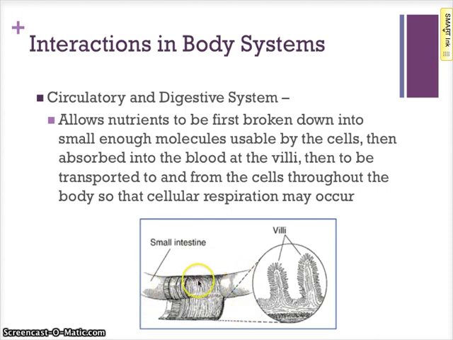The small intestine is just a tube, and inside are these ridges. If we zoom in on those ridges, they're called villi. They almost look like little fingers inside of the tube, and they actually assist in absorbing even more nutrients because they increase the surface area. So the nutrients get absorbed into the bloodstream, and then again, the blood delivers those to all the cells for cell respiration, so those cells get energy.